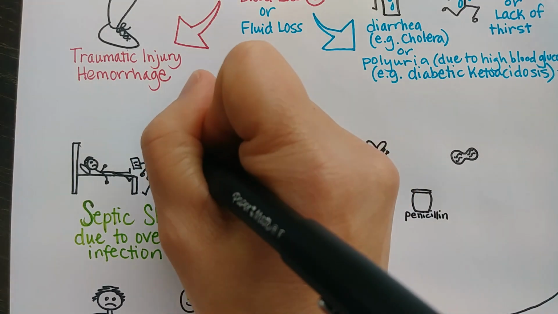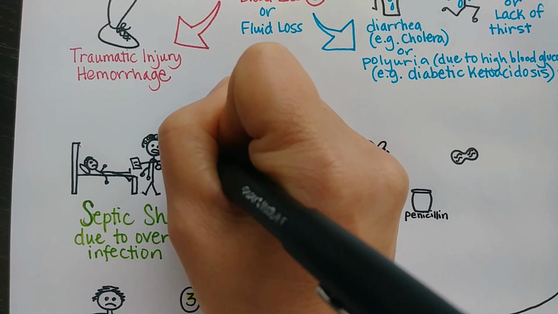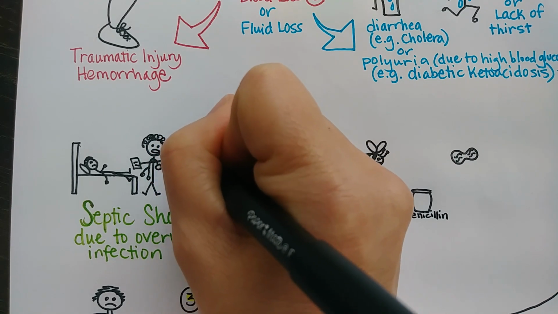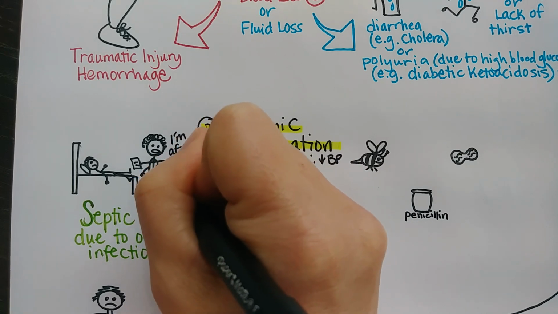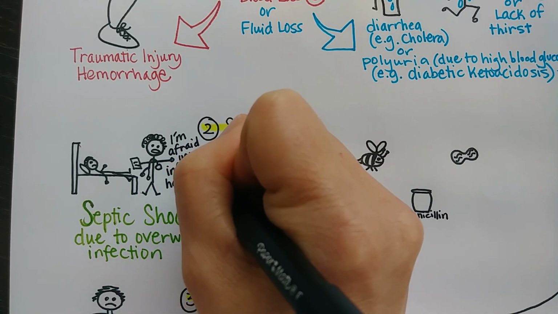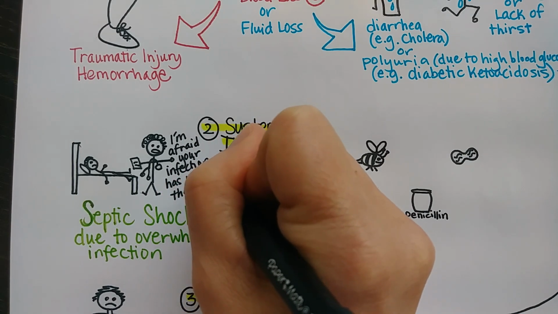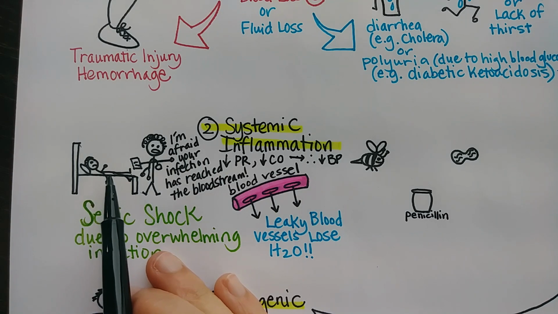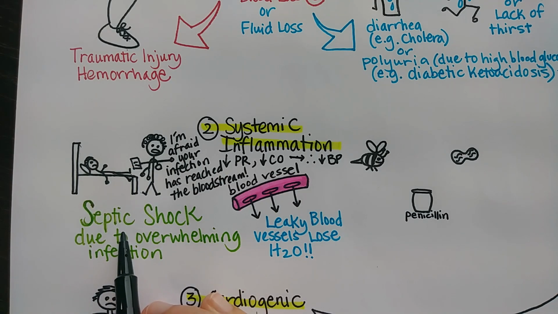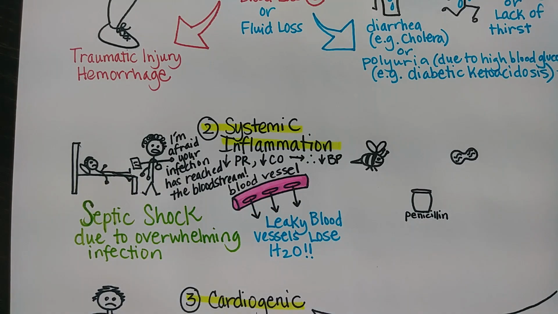So here the doctor is saying, I'm afraid your infection has reached the bloodstream. And this patient then may actually go into septic shock where their blood pressure drops precipitously because they have leaky blood vessels all over their body.